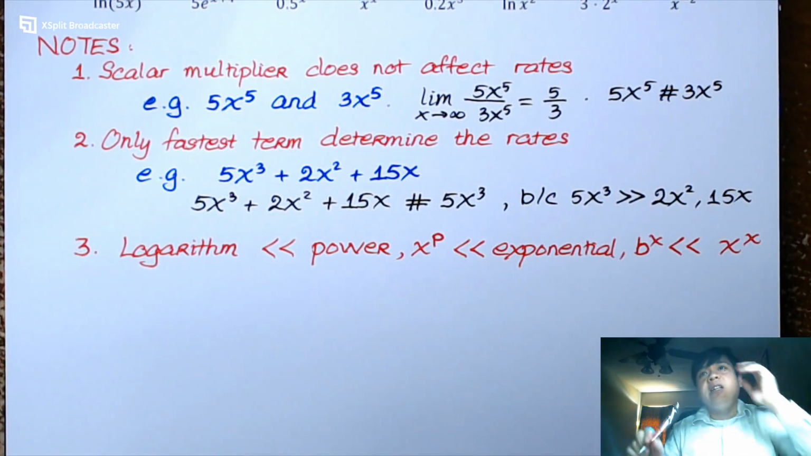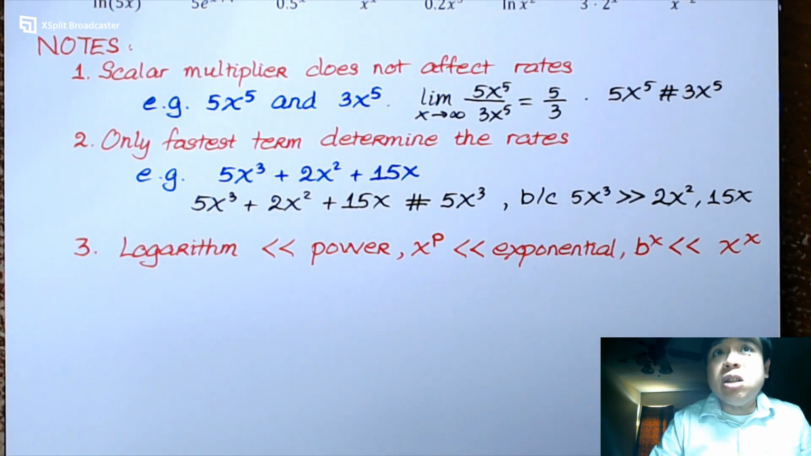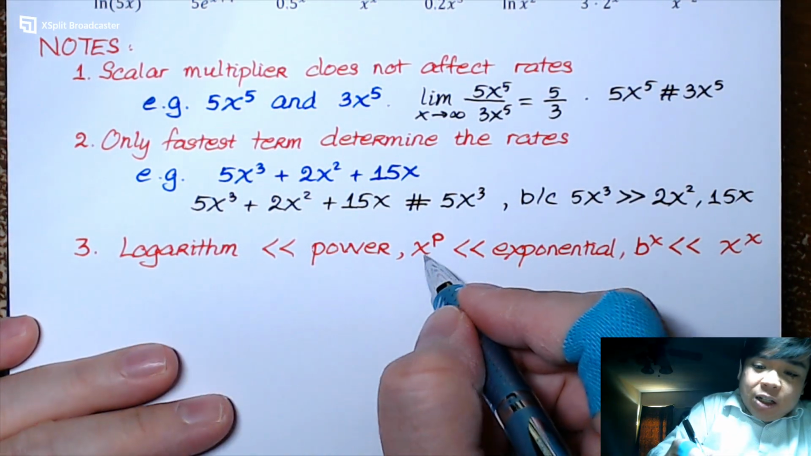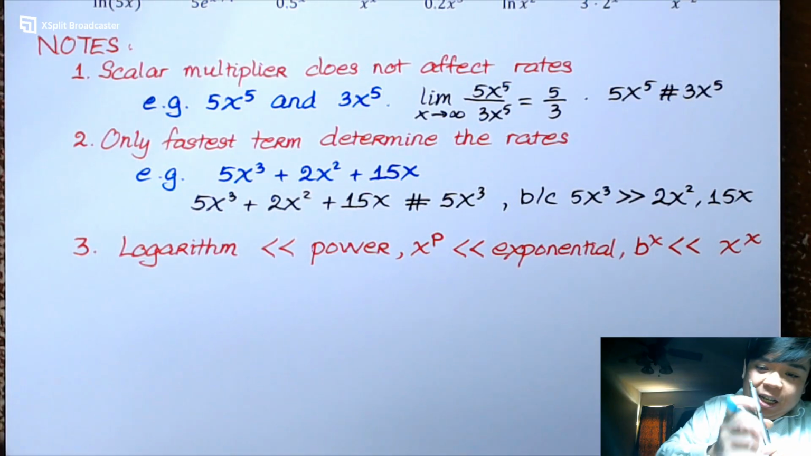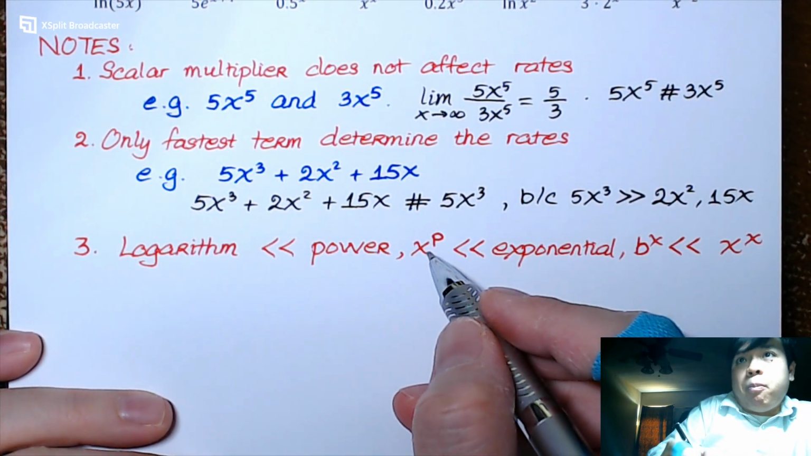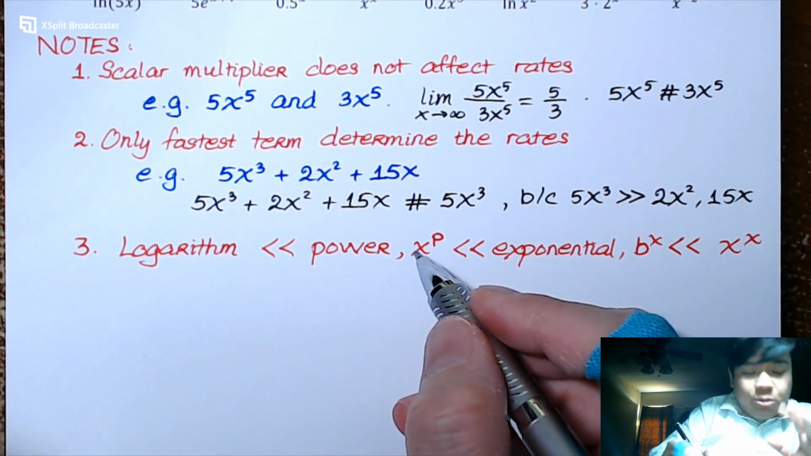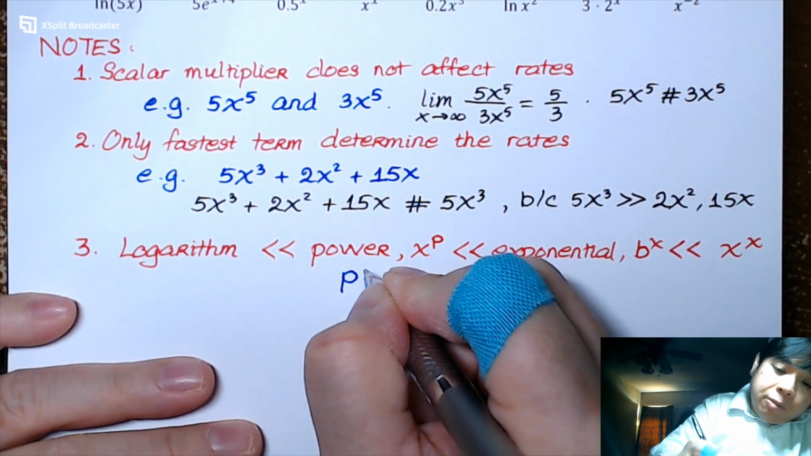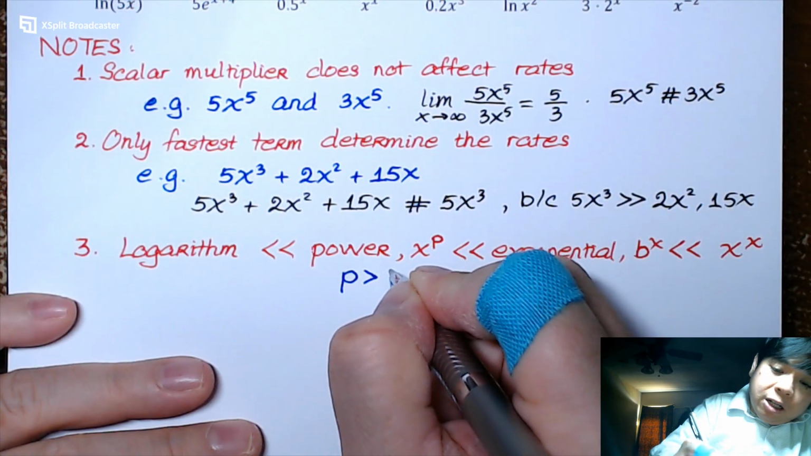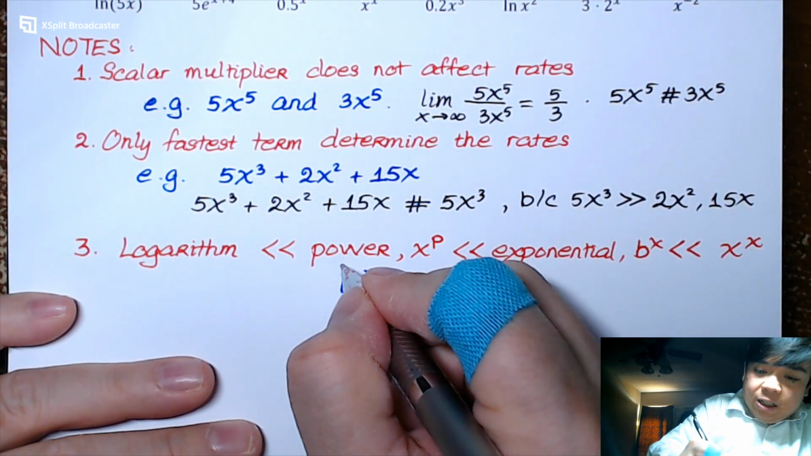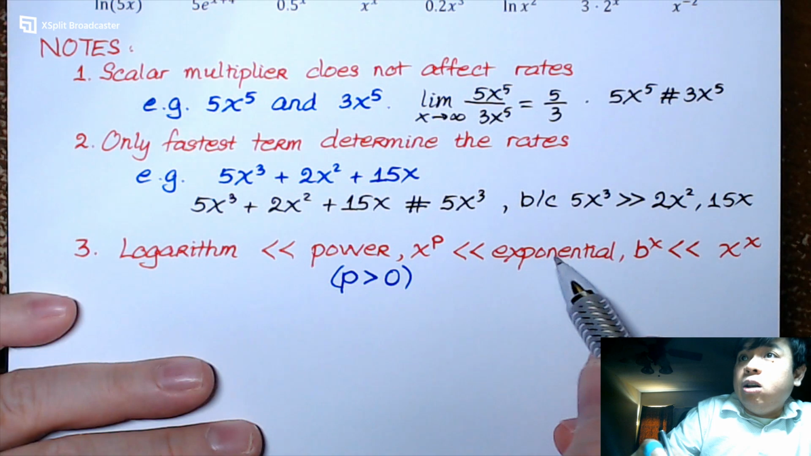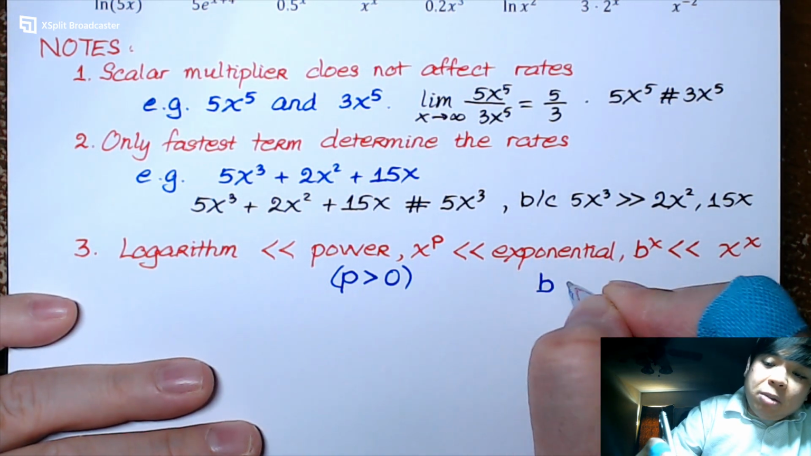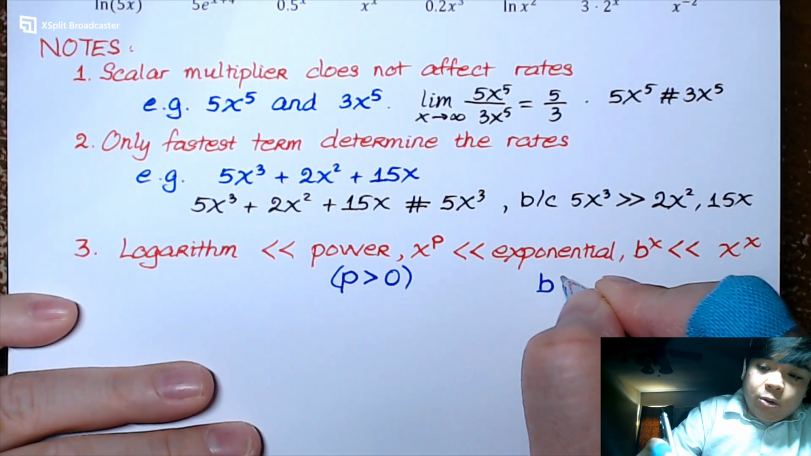So we have that ranking, and that's very important. Also, note that the power has to be positive, because if it's negative, we'll talk about that later. For the exponential b to the x, the base has to be bigger than 1. What happens if it's less than 1? Well, we'll see.